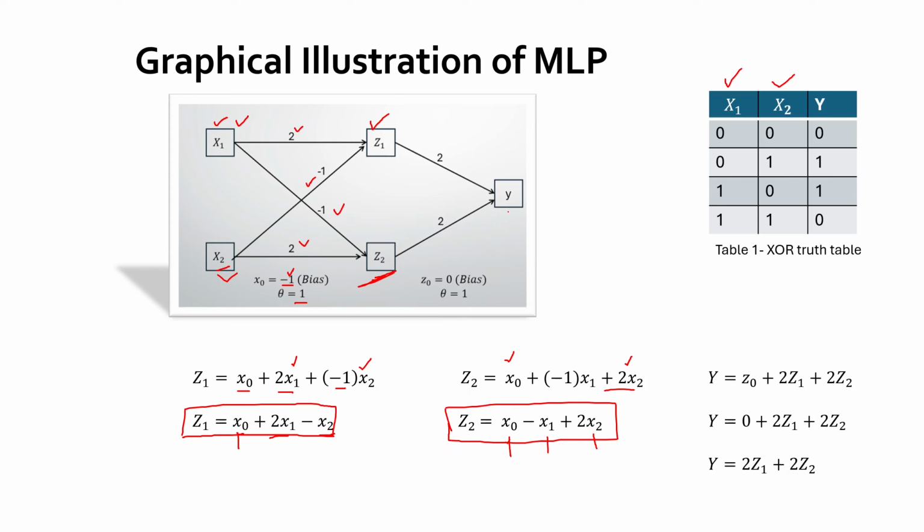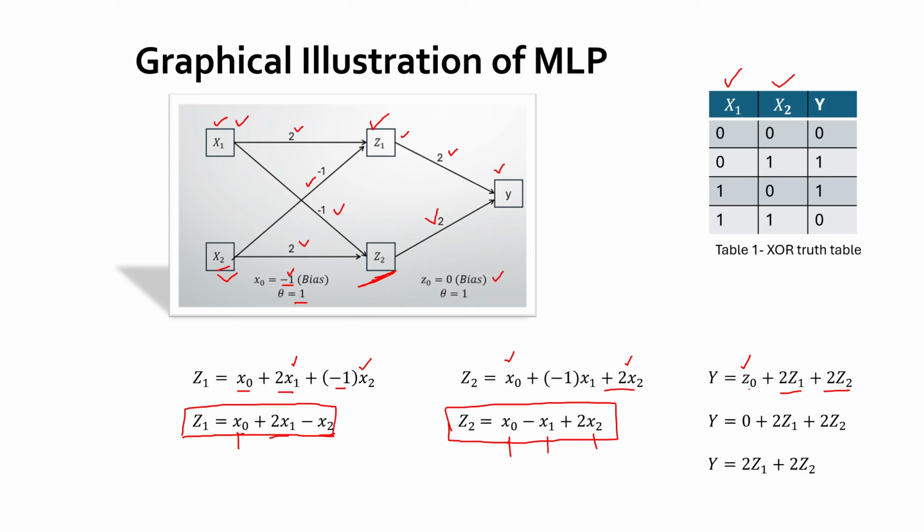And then at the output layer, at the neuron y, which is the only neuron in the output layer, the weighted summation will be calculated as z0, which is the bias, having a value of 0, plus 2 of z1. 2 is the weight associated with the connection coming from the neuron z1 in the hidden layer to the neuron y in the output layer, plus 2 of z2. Again, 2 is the weight, and z2 is the second neuron in the hidden layer.